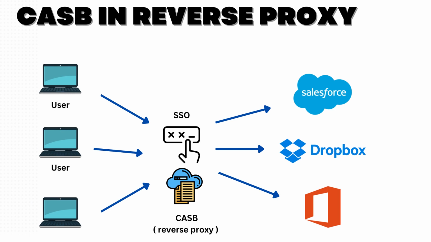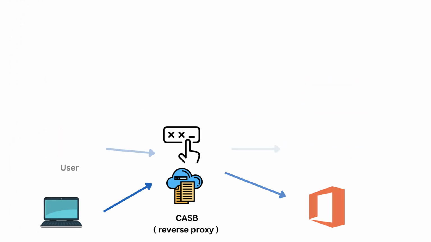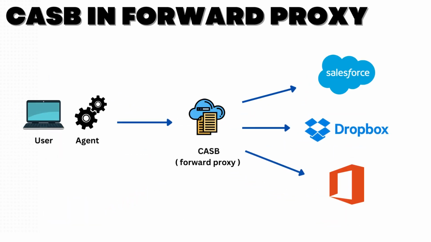In reverse proxy mode, CASBs operate in the data path. They intercept every request and inspect all the traffic coming through, and they're able to enforce DLP policies in real time and prevent malicious behavior. This is the ideal CASB architecture, and usually it requires an SSO. You need an SSO solution, and once you authenticate, the CASB kicks in and makes sure that everything is being authenticated, right?